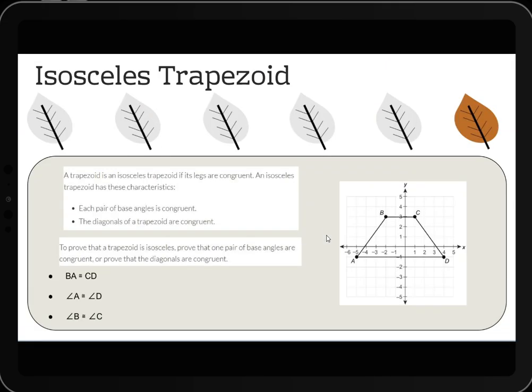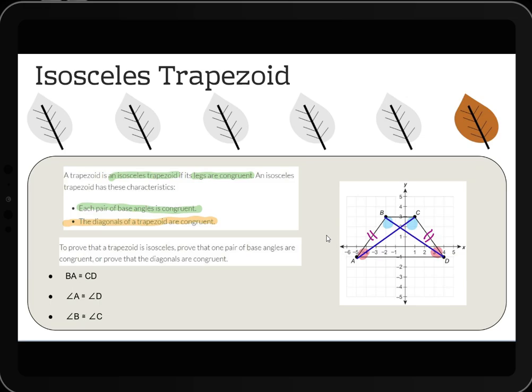In the final type of figure, we're looking at a trapezoid still, but this time it's an isosceles trapezoid. Just like an isosceles triangle, the legs of the isosceles trapezoid are congruent, so we know that these are congruent to each other. And an isosceles trapezoid has the following characteristics. Each pair of base angles are congruent, so angle B and C, as well as angle A and D. They are congruent to each other. We also know that the diagonals of an isosceles trapezoid are congruent, so these lengths are also congruent to each other as well. That is another feature that we can pay attention to.